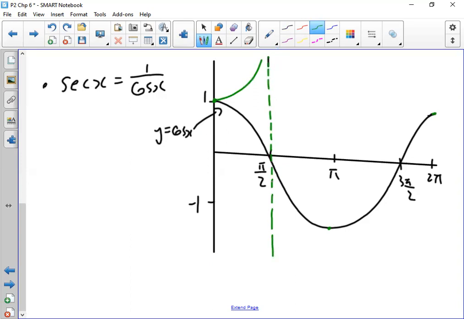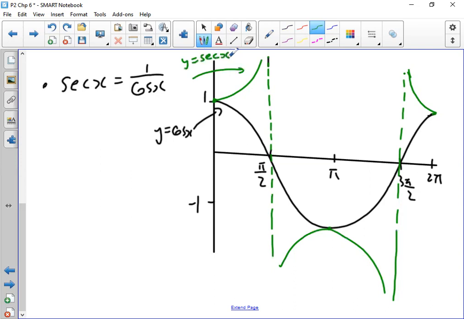Okay. And this one will be asymptote. What about the right hand side? Well, okay. So there are 3 parts of the curve, 3 parts in the range between 0 to 2 pi. So that's the green graph, y equals sec x.